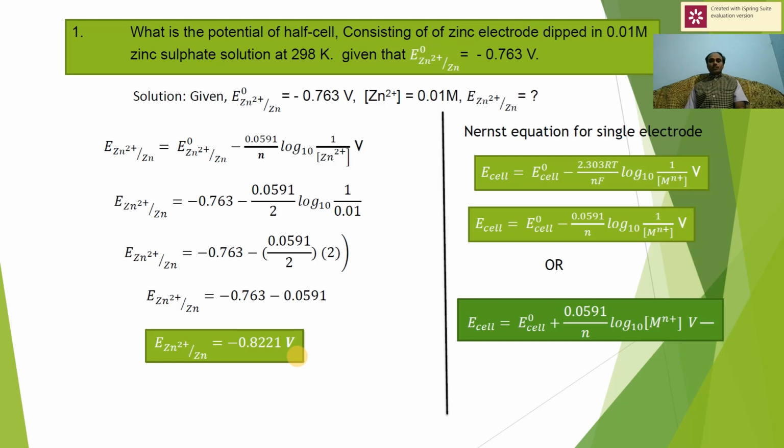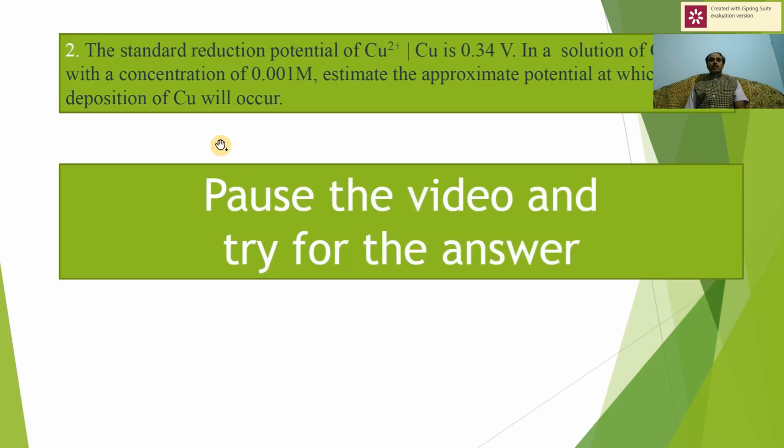Hope you have understood this problem. I will switch over to the second problem. I will read out the second problem. The standard reduction potential of copper 2 plus for copper is 0.34 volt in a solution of copper 2 plus ions with the concentration of 0.01 molar. Estimate the approximate potential at which deposition of copper will occur.